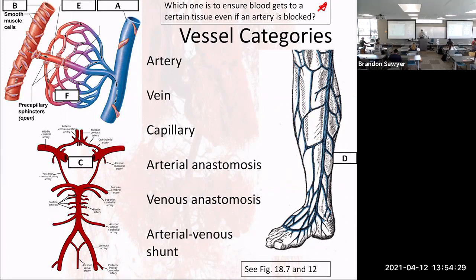So C is arterial anastomosis. Okay, this is actually the circle of Willis here. You'll get into that, I think, in the lab the week after this one. Okay, so then which one is just the actual artery? That one would be B. The other side of that, the vein, that would be A. Capillary bed is in the middle of those two, F, right?